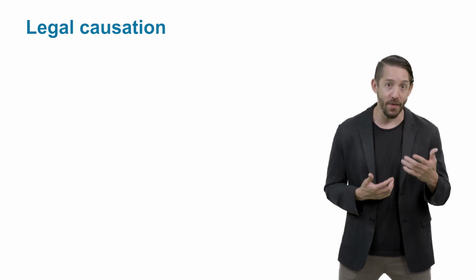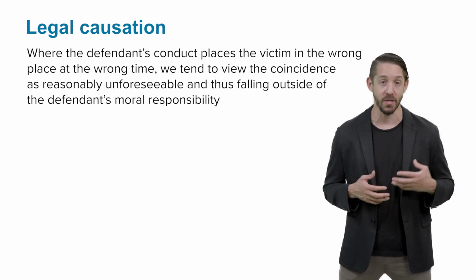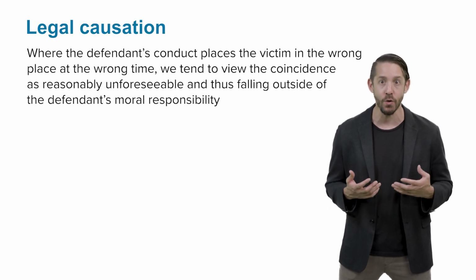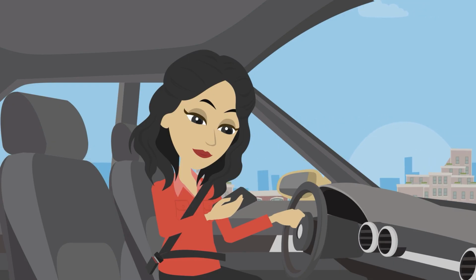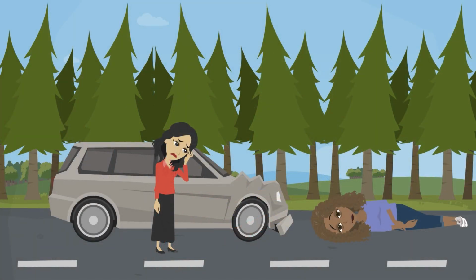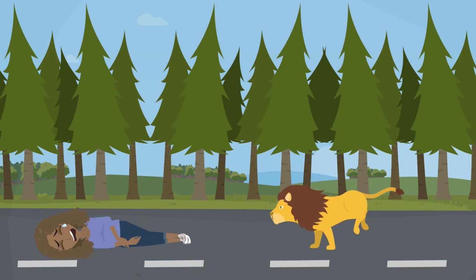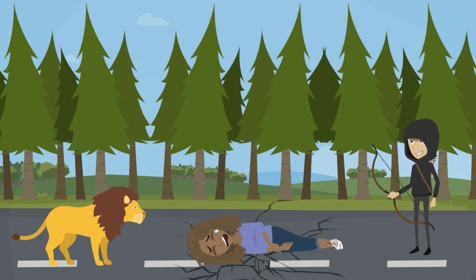Both this general principle and the caveat make good intuitive sense. In most situations where the defendant's primary contribution to the victim's harm was merely to place them in the wrong place at the wrong time, well, then we tend to view the coincidence as unforeseeable and thus falling outside the defendant's moral responsibility. So for example, imagine that Dina hits Vilma with her car, and as a result, Vilma is lying on the side of an isolated road in the mountains injured. Then an earthquake swallows up Vilma, or a mountain lion eats Vilma, or a murderous scavenger in the area shoots Vilma. These intervening causes are coincidental, and therefore supersede or break the chain of legal causation because they are reasonably unforeseeable.